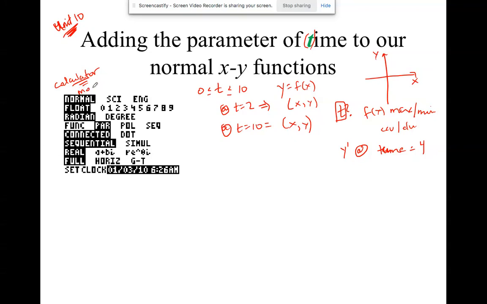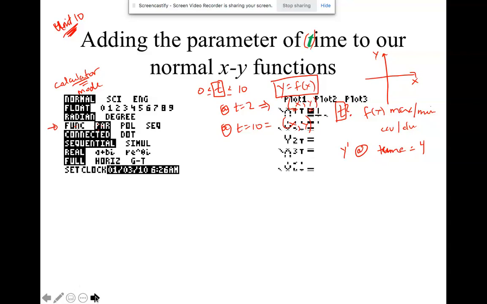Hit mode and go down here and choose parametric mode. You are going to want to be comfortable going back and forth between parametric and function mode, because I might want to just look at my function in regular function mode and get points on my regular function, my y equals x squared, y equals x cubed plus 2, y equals sine of x. But when I want to introduce time into it, I might want to look at my function with time also as part of the calculator's consideration, and then I want to be in parametric mode.